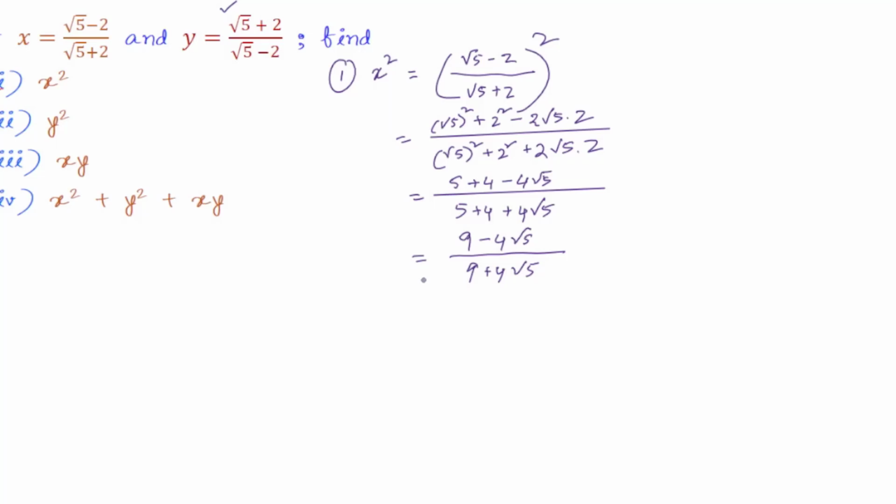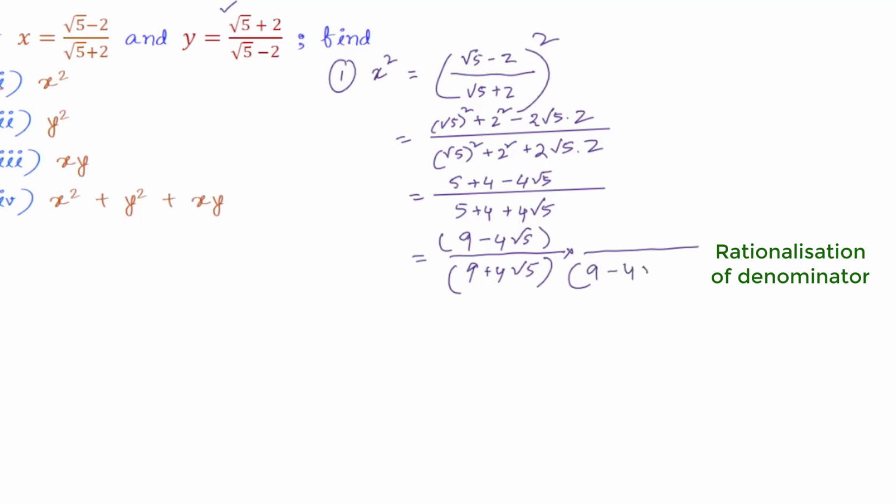So now we have to rationalize this, and we have to multiply both numerator and denominator by a common factor, 9 minus 4 root 5, so that we can apply the formula a square minus b square in the denominator. So this is also 9 minus 4 root 5. You see in the numerator it is (a minus b) into (a minus b), so we can apply the formula (a minus b) whole square.